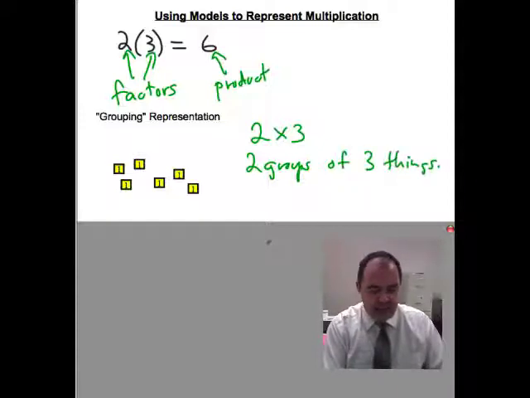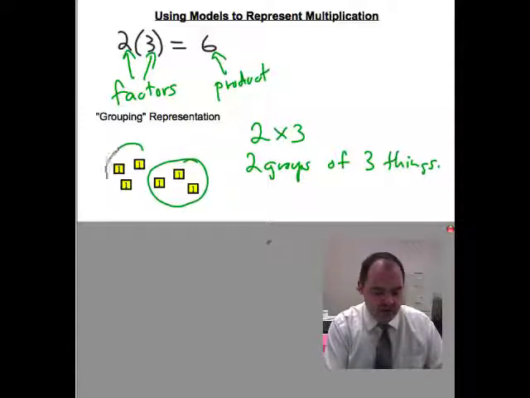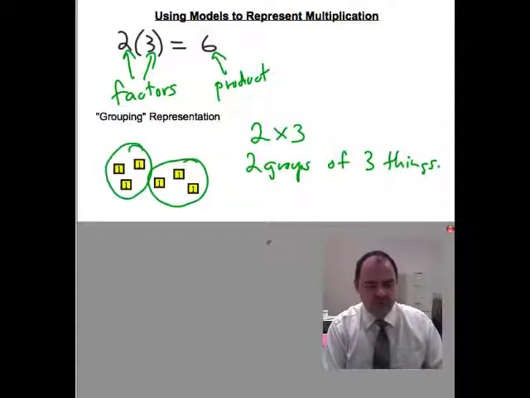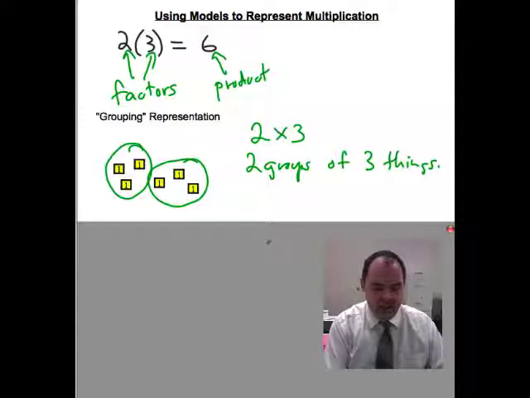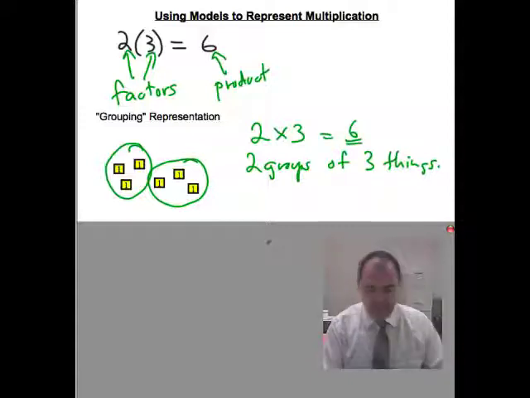So you would take one group of 3 things, another group of 3 things, you now have 2 groups of 3 things, you'd add them up, and you'd notice that there was 6. And that's an understanding as to why the answer is 6.